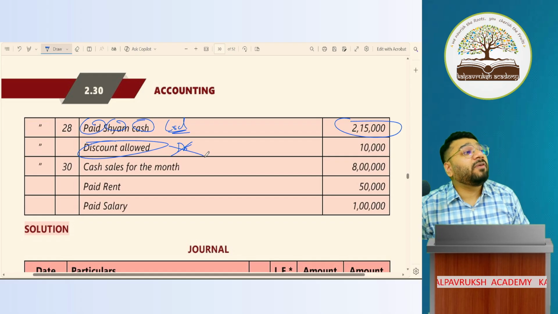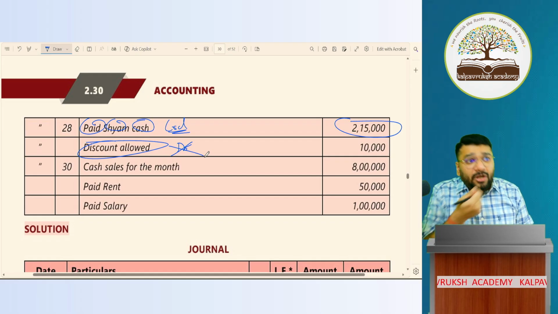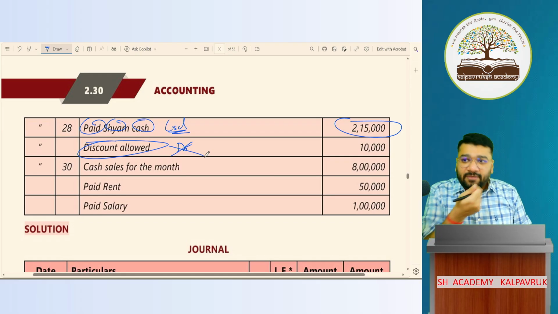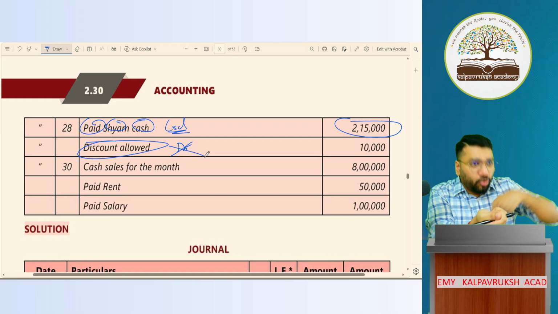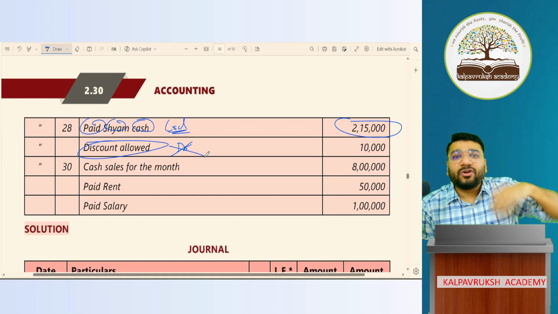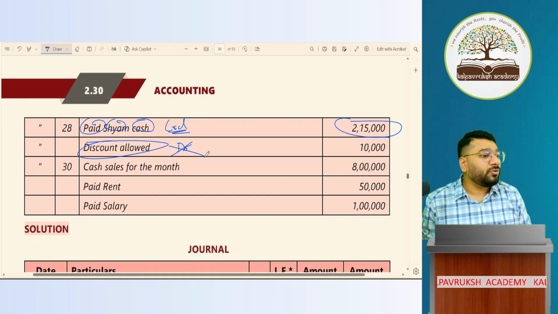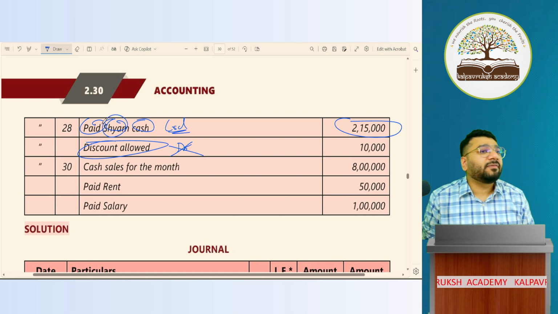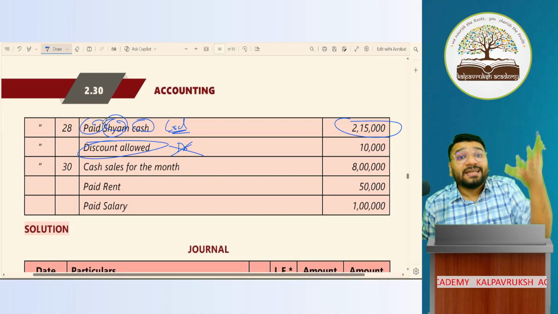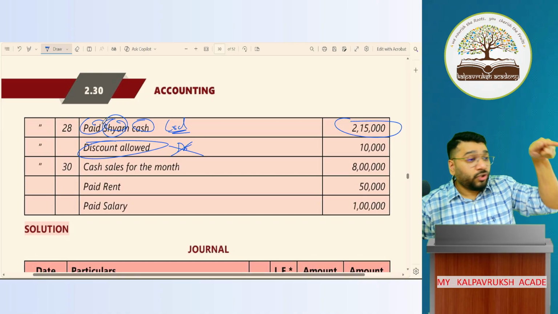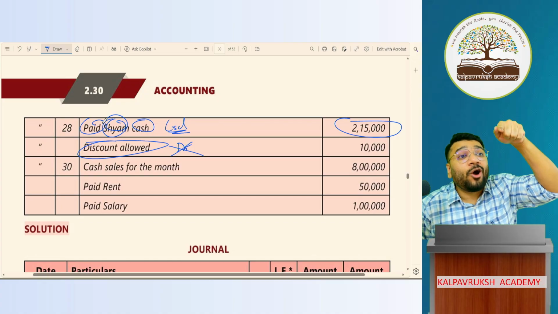Who has the right to give discount? The person who is receiving payment gives the discount, not the one making it. If you go and buy goods in Lifestyle, will you give discount, or will Lifestyle give you discount? Lifestyle will give you discount. So here Sham is nothing but Lifestyle. Sham is allowing discount and you are receiving it. Accounting from your point of view, for you it is discount received.